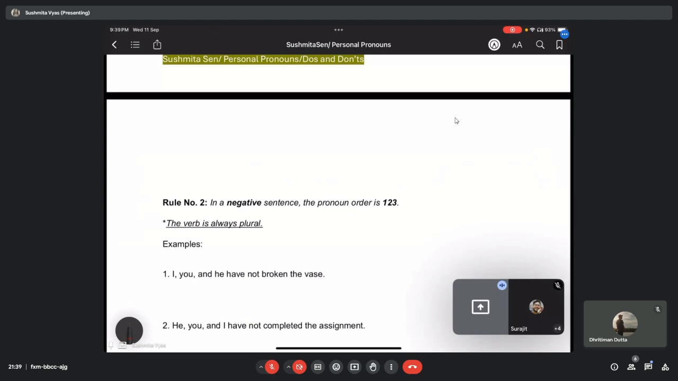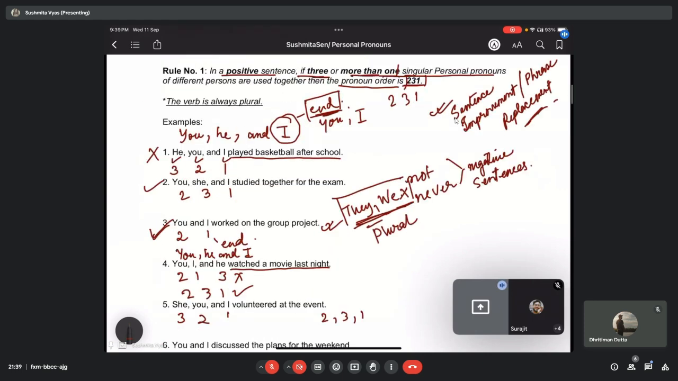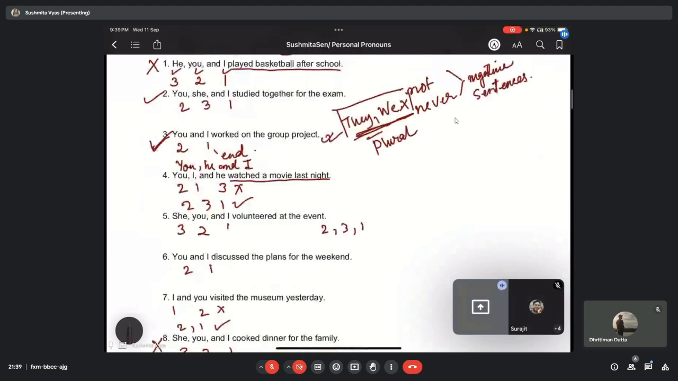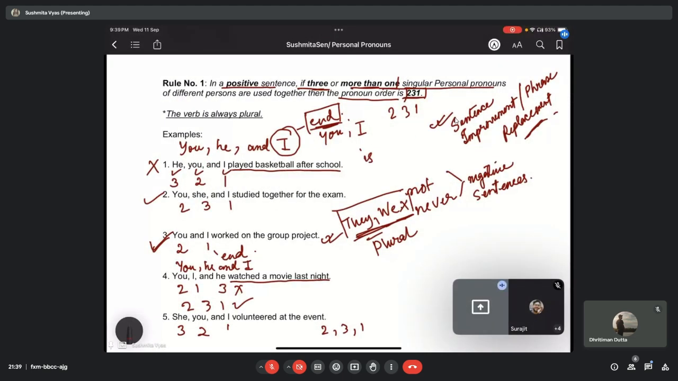Now here the sentence is negative. One more thing. Always remember the verb will always be plural. Here there is not even one example, but the verb will always be plural. Like, "is" will not come, "are" will come. "Are" and "were" will come. No "is".